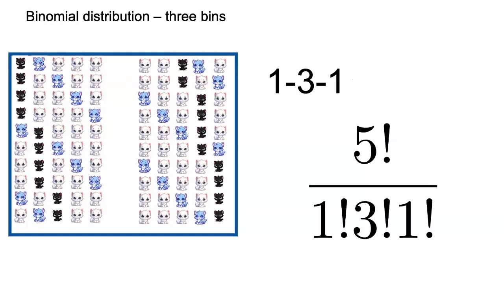So now here's another example where I have 3 different colors. I have black, blue, and white. In that case, I should have written multinomial, that's no longer binomial. Now it's 1, 3, 1. And then the formula generalizes to 5 factorial, the total number, and then 1, 3, 1. So each one gets a factorial, and then you multiply. Okay? For whom is that clear?